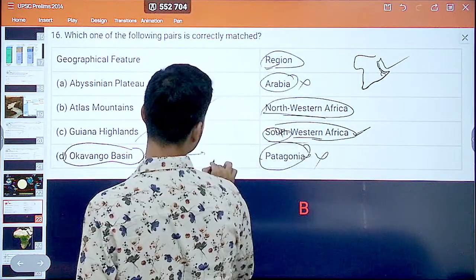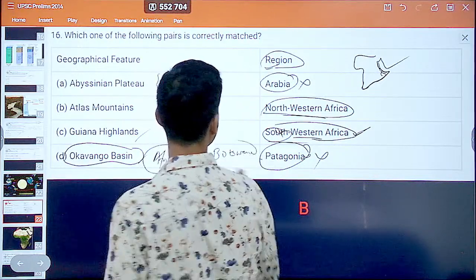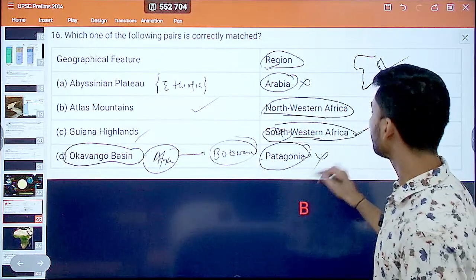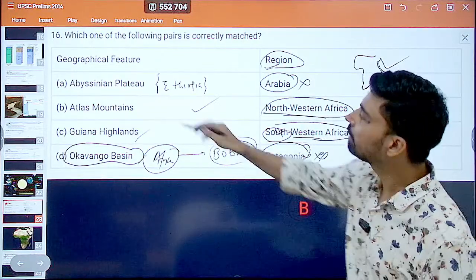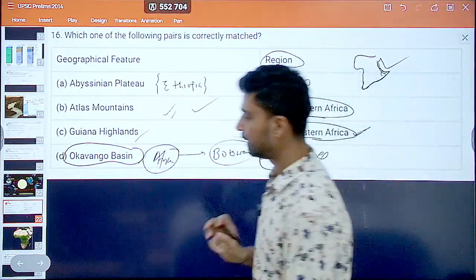More precisely, the Okavango Basin is situated in a country that is called Botswana. So, it is Botswana in Africa, not in Patagonia. So, the correct answer is obviously only one, the Atlas Mountains are correctly matched, other 3 are incorrect in nature.